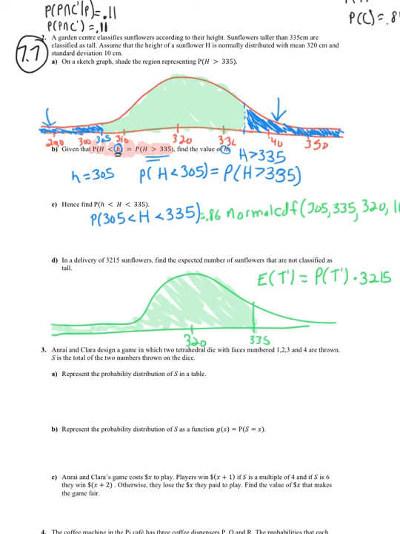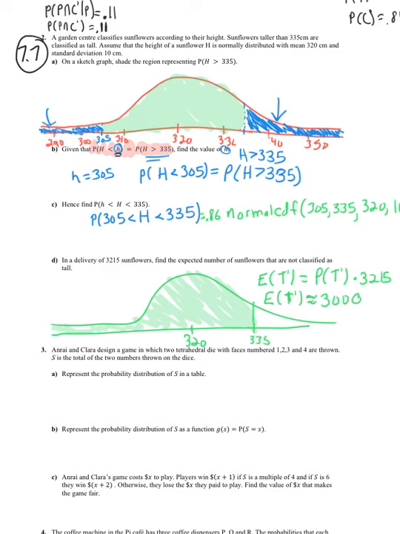So that's the expected probability of them not being tall? Expected value of how many will not be tall, yes. So we do the probability that they're not tall first with normal CDF. I don't remember what we get for that exactly, but it'll be most of them. Then we multiply that by 3,215, and we should get our expected value that they're not tall. I think it comes out to about 3,000. Just round to the nearest whole number. So about 3,000 of them will not be tall.